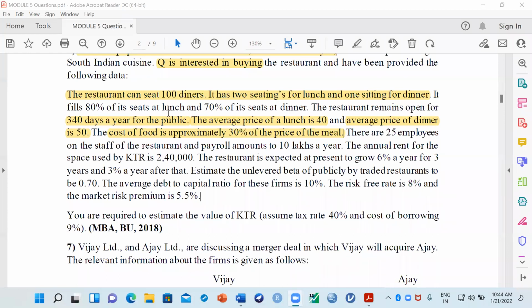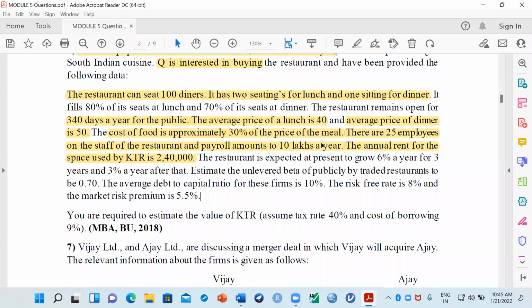Next one is there are 25 employees on the staff of the restaurant and the payroll amounts to 10 lakhs. I need this information also. There are 25 employees, and the cost they are paying is 10 lakh rupees for the employees. The annual rent for the space used by KTR is 2,40,000. I need this information also. They are paying rent every year of 2,40,000 rupees.